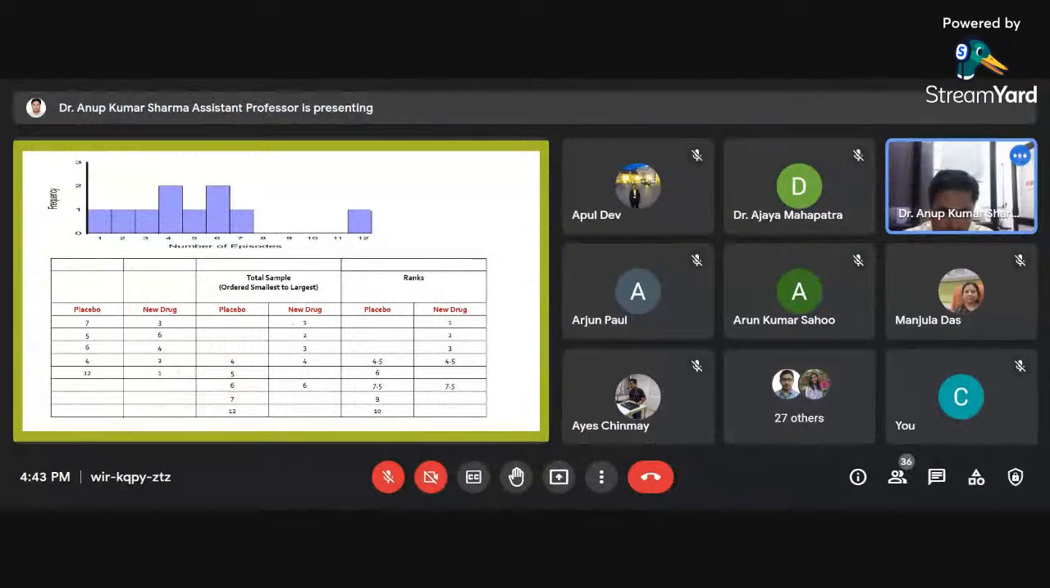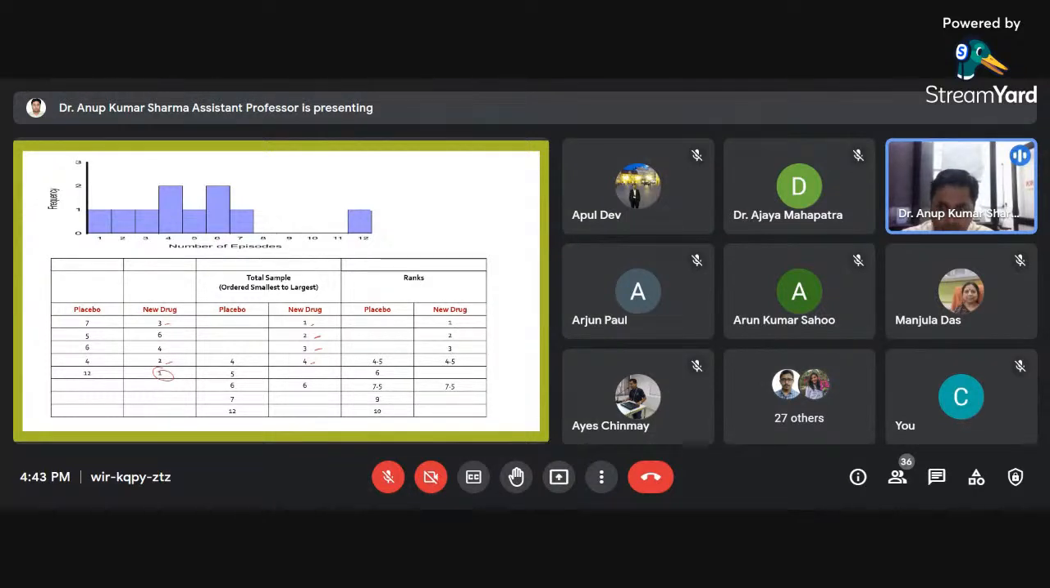The new drug one is included, so we start here with 1. 2 we start here. 3 is there, written in that column. And 4 is also there, but 4 is repeated. 5, 6 is repeated, 7 plus. Now we are giving the ranks. So ranks start with 1, 2, 3.